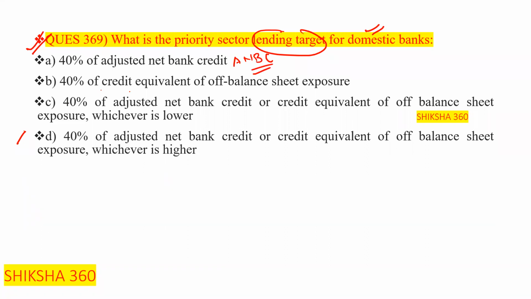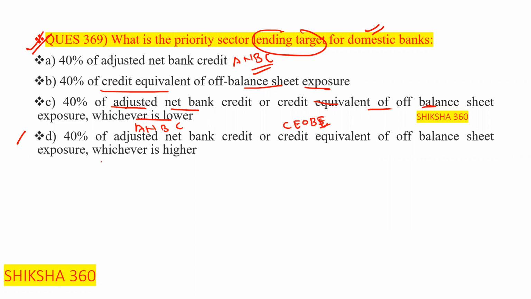Option B is 40% of credit equivalent of off-balance sheet exposure. Option C is 40% of ANBC or credit equivalent of off-balance sheet exposure, whichever is lower. Option D is 40% of ANBC or credit equivalent of off-balance sheet exposure, CEOBE, whichever is higher. So option D is the correct answer.